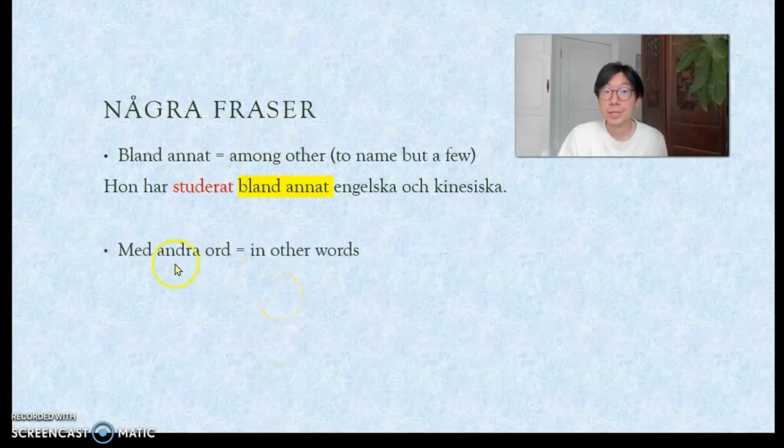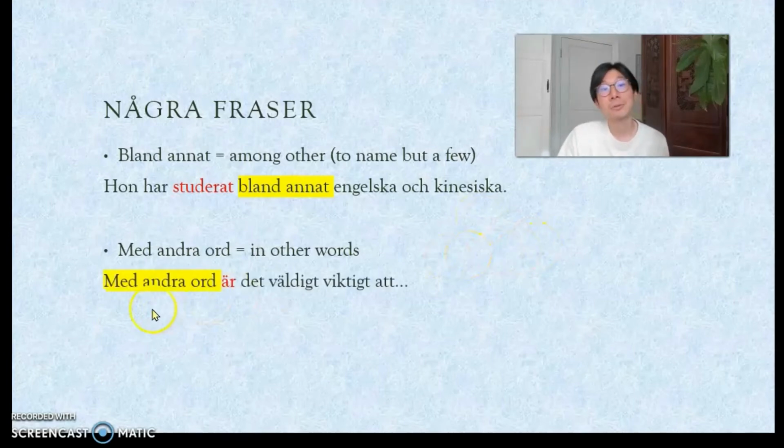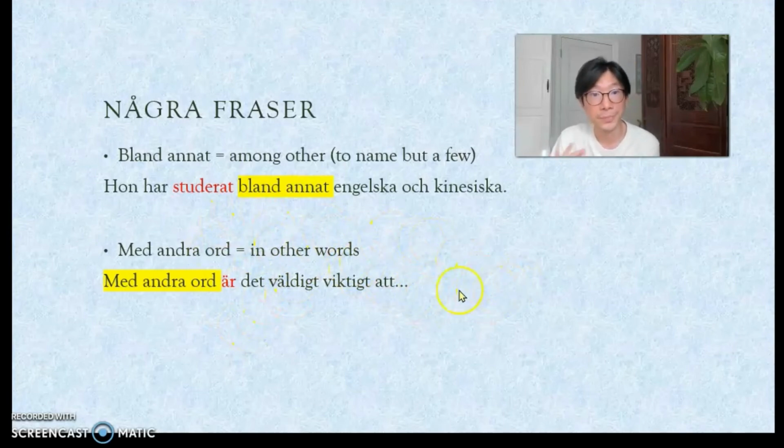Nästa exempel, nästa fras, med andra ord. Med andra ord betyder in other words. It's quite the same as in English. Du kan säga till exempel, med andra ord är det väldigt viktigt att bla bla bla. So in other words, it is very important that bla bla bla.